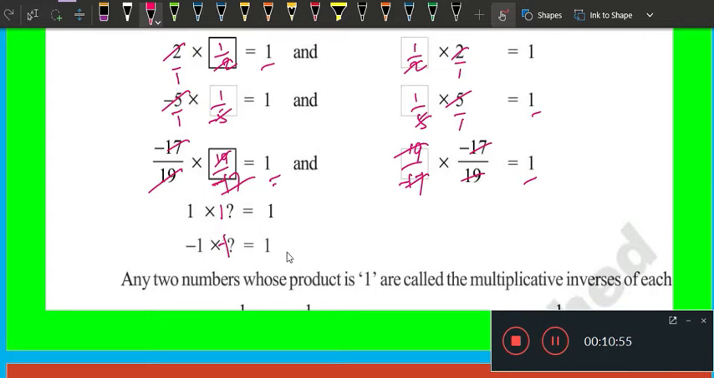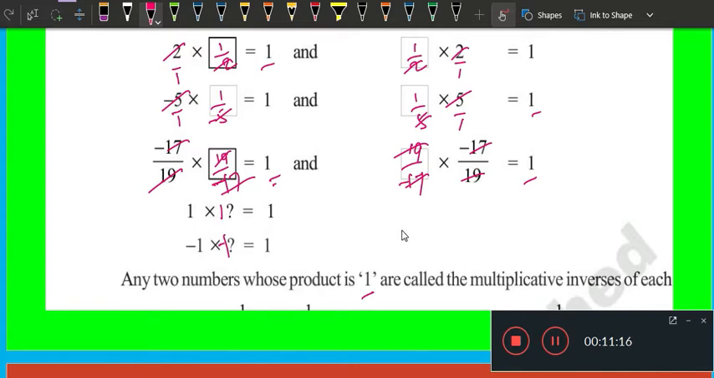Okay students. Any two numbers whose product is 1 are called multiplicative inverses. If any two numbers are there, then the product should be 1. Then they are called multiplicative inverses.